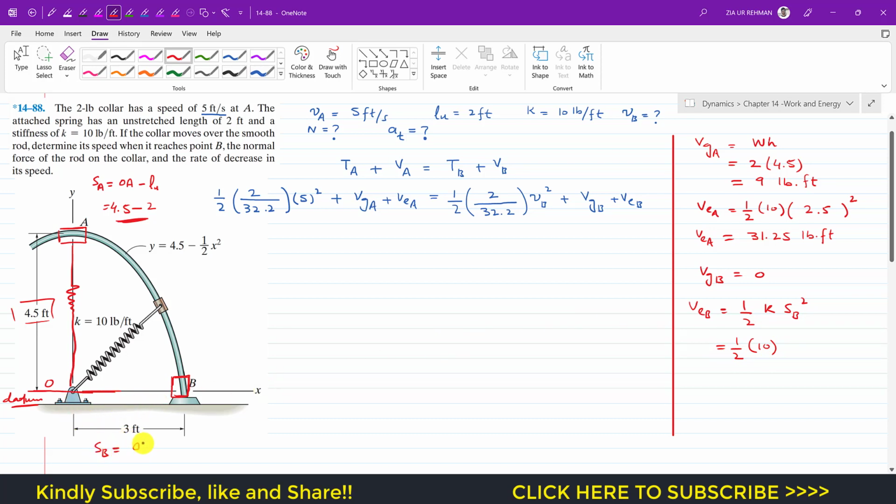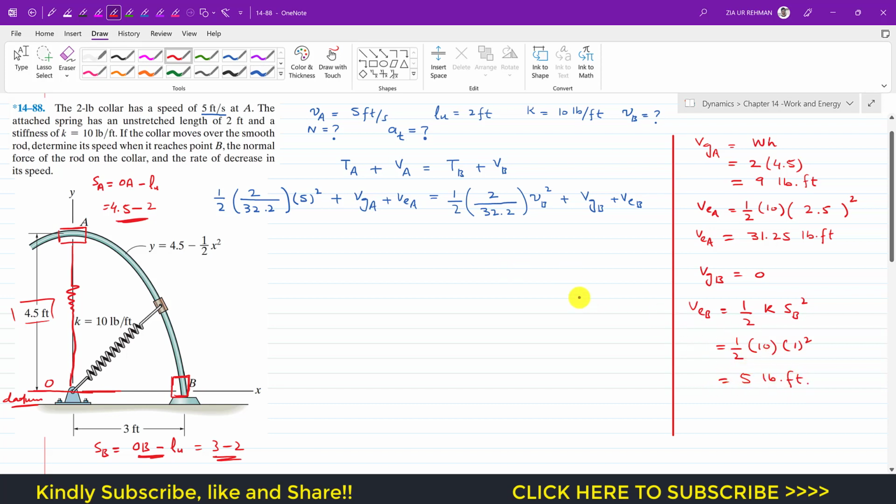OB will be the stretched length minus the unstretched length. So OB will be 3 feet minus 2. So 3 minus 2 is 1, so that is 1 squared. So this will give us 5 pound-feet.